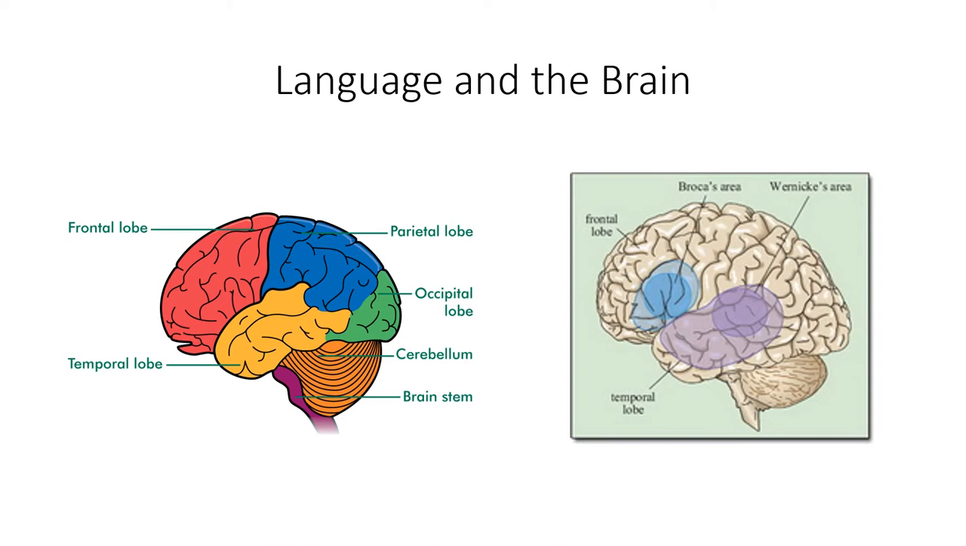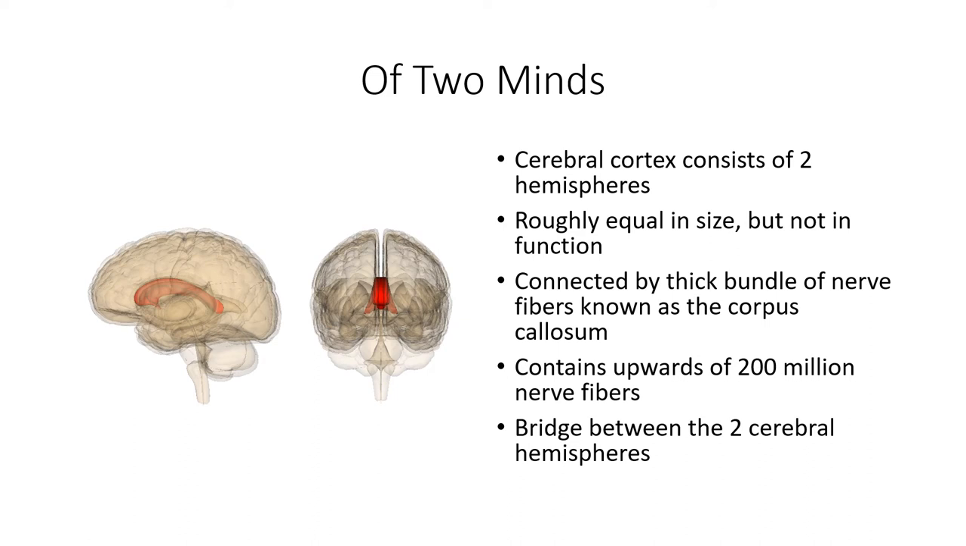The neurofunctional theory, the theorists, look at those two areas as part of what they study. In addition, something you should know about the cerebral cortex is that it has two hemispheres. They're roughly equal in size, but not at all in function. They're connected by a thick bundle of nerves, indicated here in red. That is known as the corpus callosum.